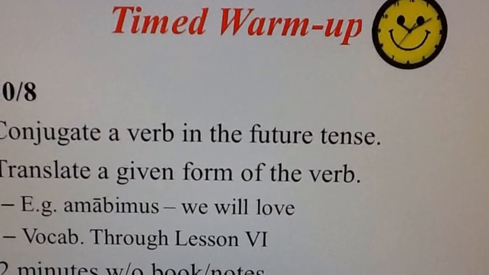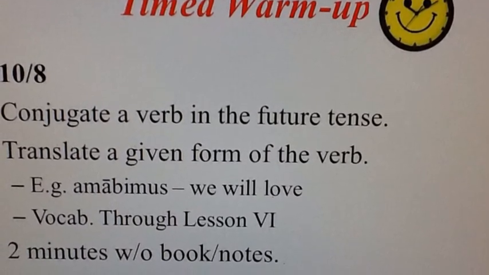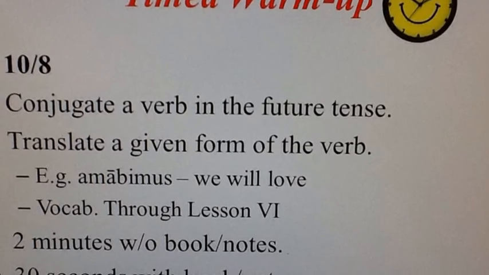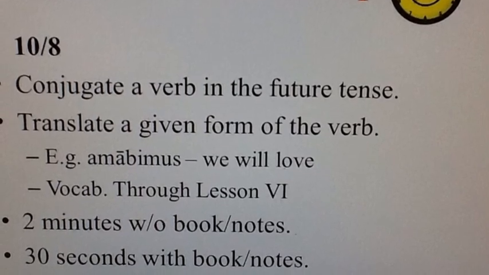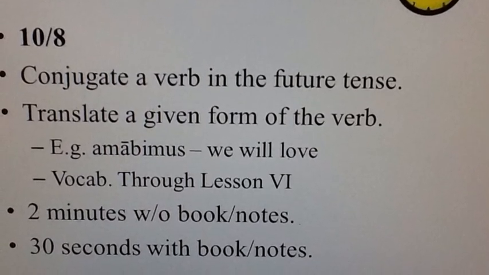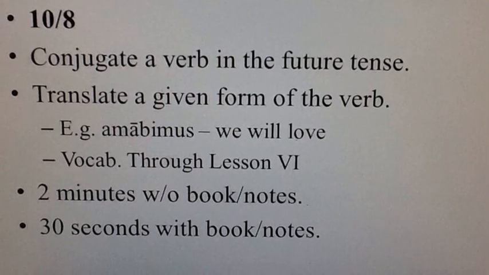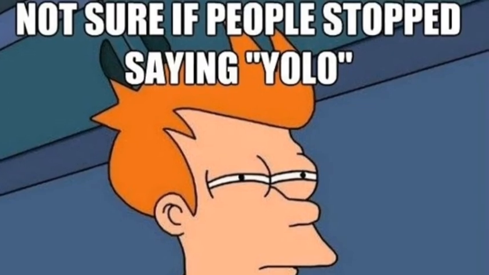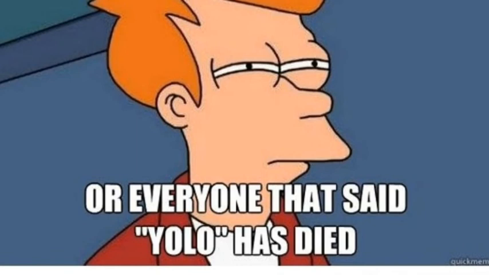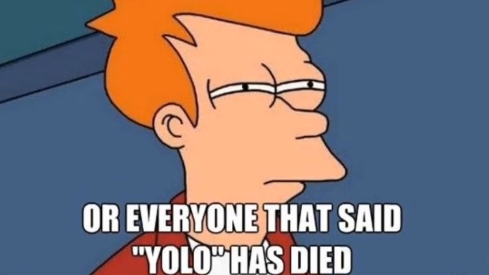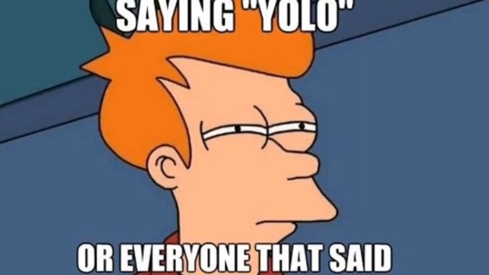We'll have a timed warm-up over the conjugation of future tense verbs on the 8th of October, and you'll also have to translate one of the forms of the verb. So if, for example, I gave you amabimus, you would translate it we will love. Make sure you know the vocabulary through lesson 6. That's all you need to know about the future tense. I recommend doing some of the choices over lesson 6 so that you can practice the future tense and prepare yourself for that timed warm-up, and of course for translating in class.